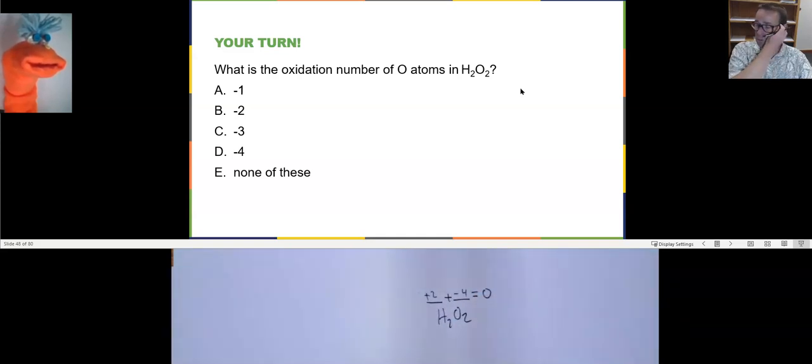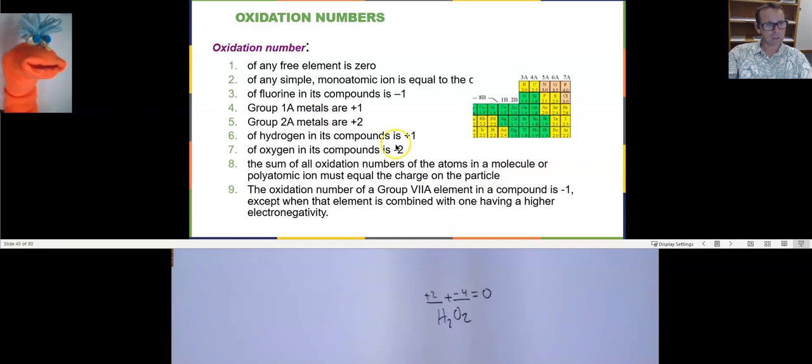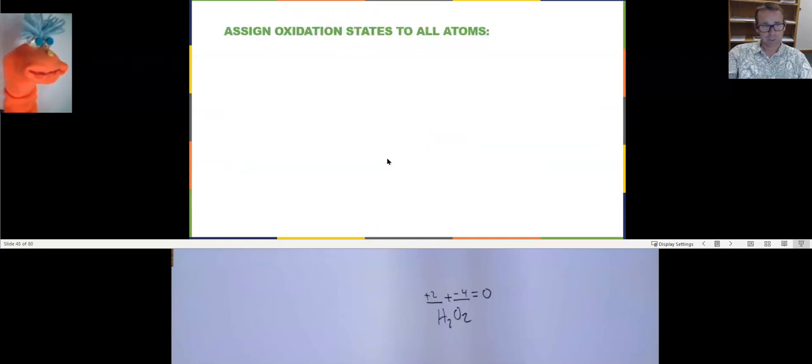Okay, I see what you're saying. So that means if there's a discrepancy in the rules, then we have to go back and find out which one comes first. Which rule comes first? It looks like rule 6 is that hydrogen's a plus 1, and rule 7 is that oxygen is a minus 2. So the hydrogen rule takes precedence. See how we knew that? Because it's higher up in the list? Yeah. That's right.